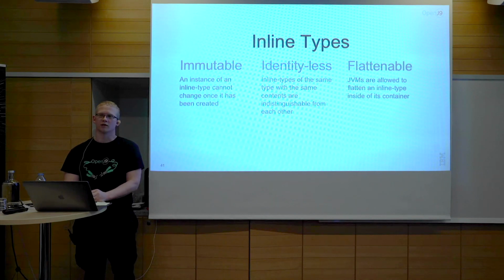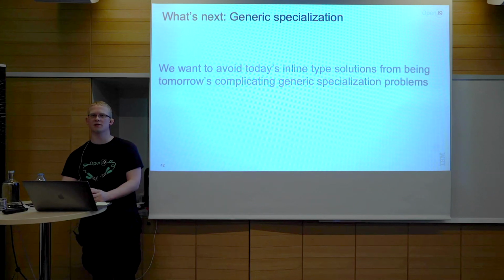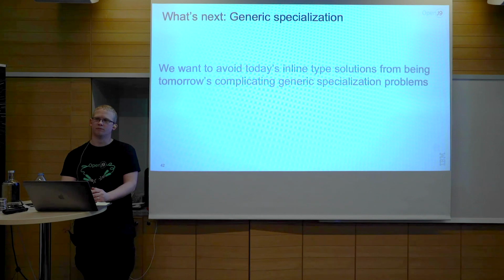So, why aren't we working on delivering this yet? And this is why: generic specialization. This is the key thing we keep coming back to, that in order to give you the answer you want, those flattened data structures backing your collections, we need to be able to specialize generics for your inline types. And we really want to make sure that our solutions to inline types today don't become significant problems or complications on our road to generic specialization. So this is the focus area of the expert group right now: figuring out whether our model works well enough with generic specialization that we can move forward with it.